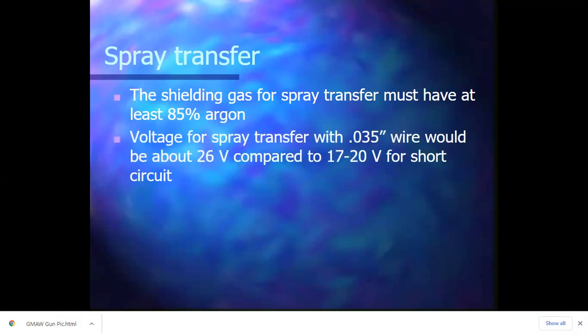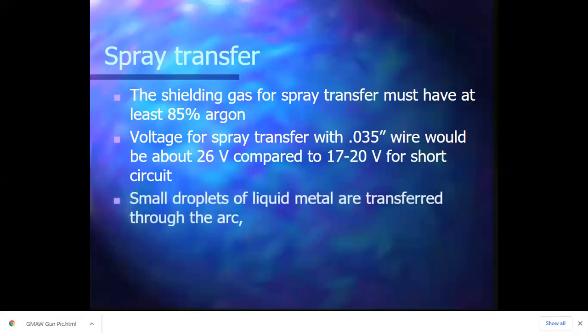Voltage for spray transfer is higher, definitely. The 035 wire, it would be about 26 volts in comparison to 17 to 20 for short circuit. And then globular is in that 20.5 to 25.5 range. So there's different ranges for each of the transfer methods. So as we increase voltage, we work through the different methods of transfer.